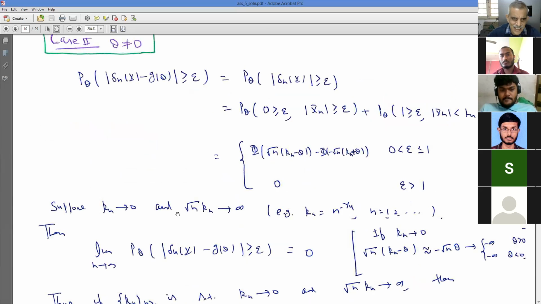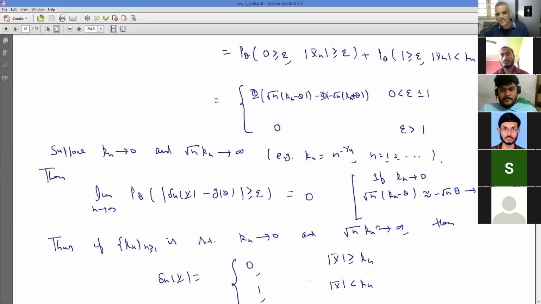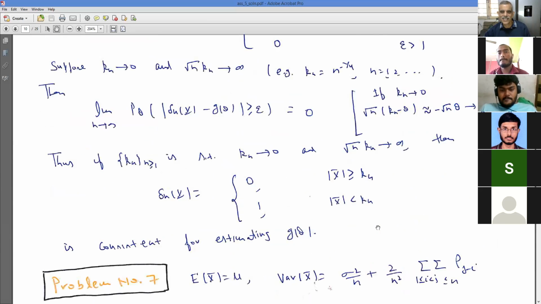And you can get a choice for kn, for example, n to the power minus 1 by 4 would do, right? For this, kn goes to 0 and root n kn goes to infinity. So this is that, okay? So you have got a consistent estimator.